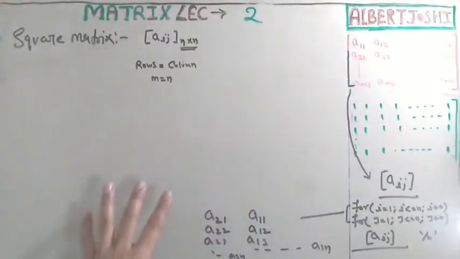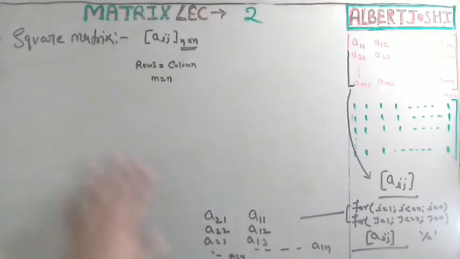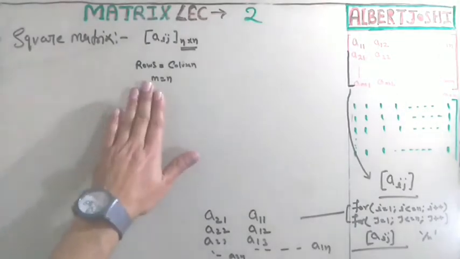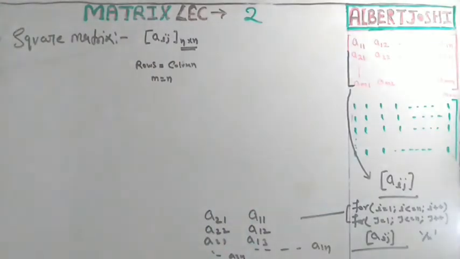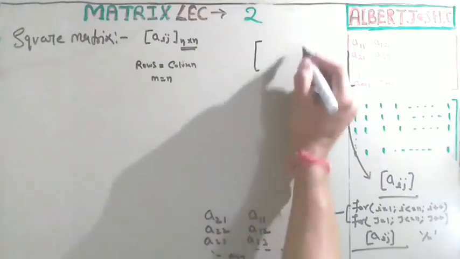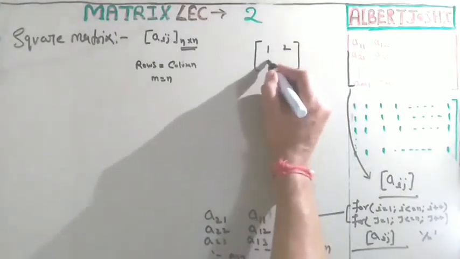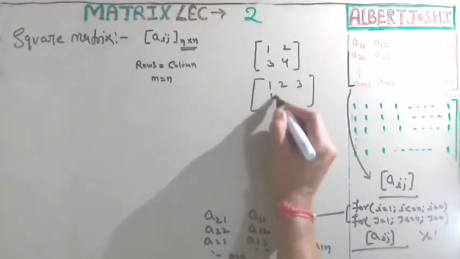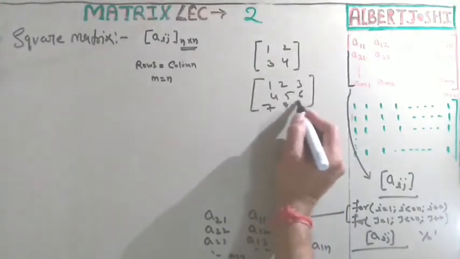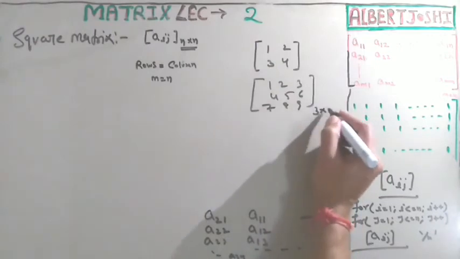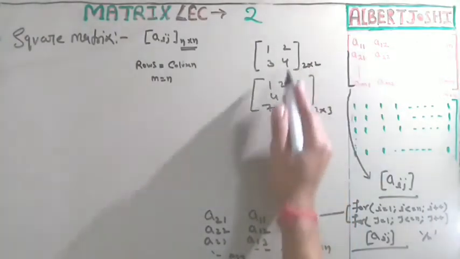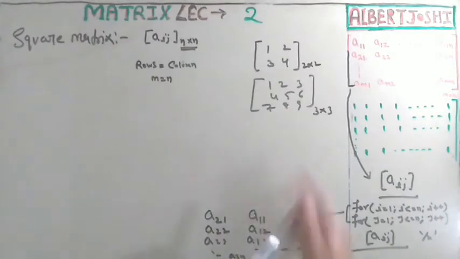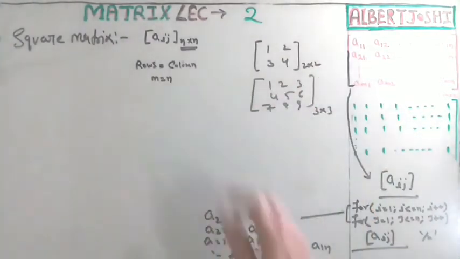So now I am coming here. What is a square matrix? A square matrix means that if the number of rows and columns are both the same, then you will say this is a square matrix. For example, 1, 2, 3, 4 is a square matrix. And 1, 2, 3, 4, 5, 6, 7, 8, 9; you can put any value. This is a 3 into 3 matrix, this is a 2 into 2 matrix. If rows and columns are both the same, then you will say that this is a square matrix.